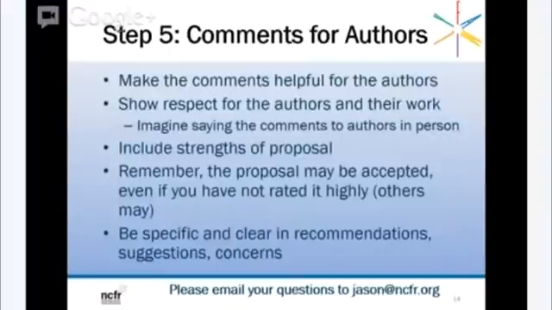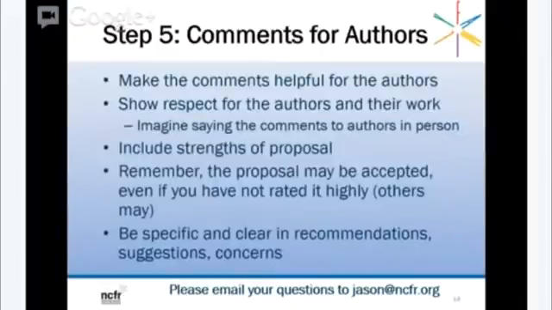I think it's important to imagine yourself saying these things directly to the person's face, so that you are making sure that you're wording it in a way that is helpful and respectful. And it's important, I think, to include both the strengths of the proposal as well as any concerns or recommendations that you have. It's also important to remember that even if you do not score the proposal highly, others might.